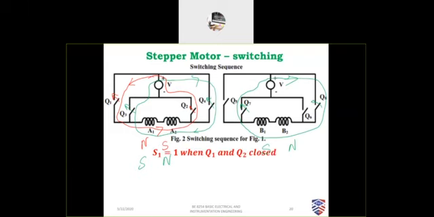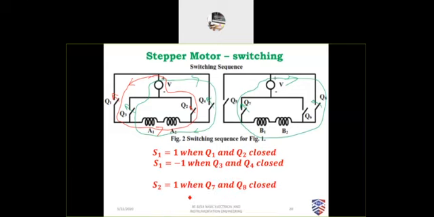So now you take it here. S1 equal to 1 when Q1 and Q2 are closed. S1 becomes -1 when Q3 and Q4 are closed, because the current flows in the opposite direction. The pole also will change.